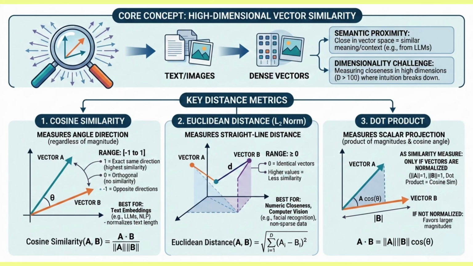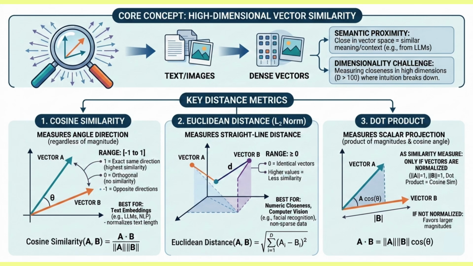Based on the formula, as you can see, where A dot B is the dot product, and the norm of A and the norm of B are the magnitudes of vectors A and B. The result is a value between -1 and 1. If it is 1, the vectors point in the exact same direction, which means highest similarity. If it's 0, the vectors are orthogonal, which means no similarity. If it is -1, the vectors point in diametrically opposite directions, which means highest dissimilarity.